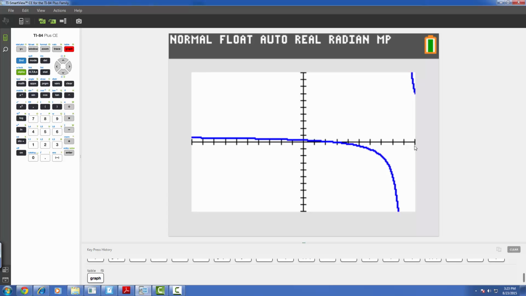Now this tick mark means 10, so this would be 9, and that is in fact where we see a vertical asymptote. Now the downside with this particular function is we notice that as x approaches 9 from the left, it's going down towards negative infinity. And on the right, we see that it's going upwards towards positive infinity.